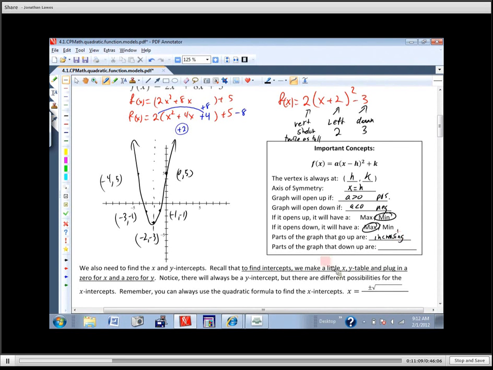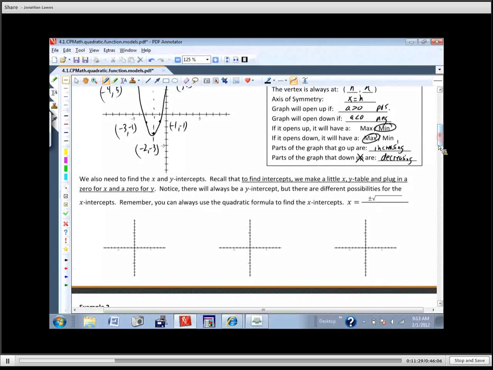Okay, parts of the graph that are going down. Whoops, I need to change that. I got to get rid of that word. I got an extra word. Parts that are going down are decreasing. Okay? All right. Any questions? Okay, because we're going to add a little bit more now. Okay, but I think you've seen most of this.